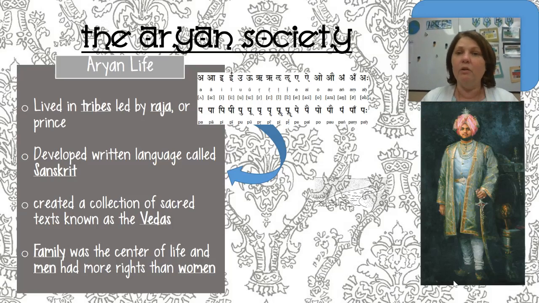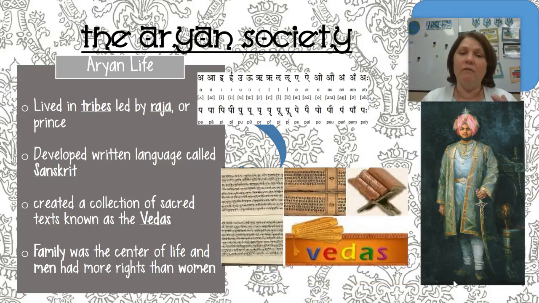All right, so another achievement that they have is called the Vedas. And the Vedas is the holy book that they have that has lots of stories and lots of wisdom written down. There are songs in here for them to sing to their gods because they are polytheistic and they're going to worship many gods. And so their sacred texts are known as the Vedas.